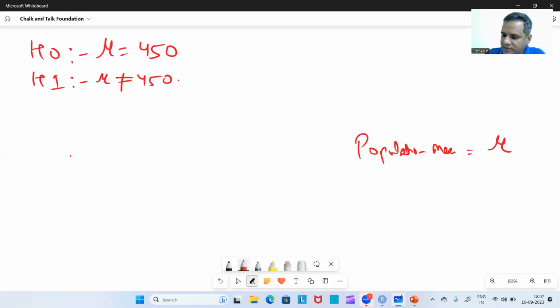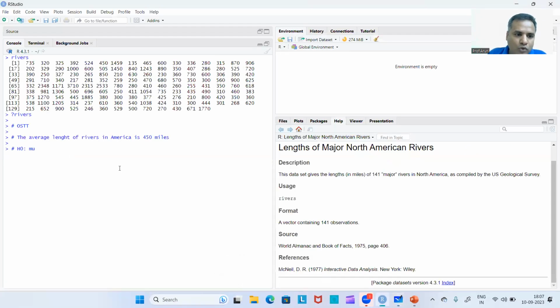Now I need to check this. The person is making a claim that the average length of rivers in America is 450 miles. Now I need to check it. So how to check it? Let me draft again here. H naught: mu equal to 450. I can't use the not-equal-to symbol here. Okay, now how to check?